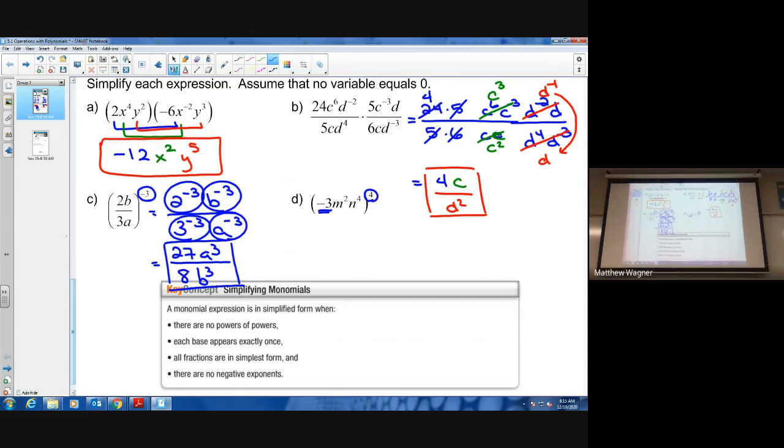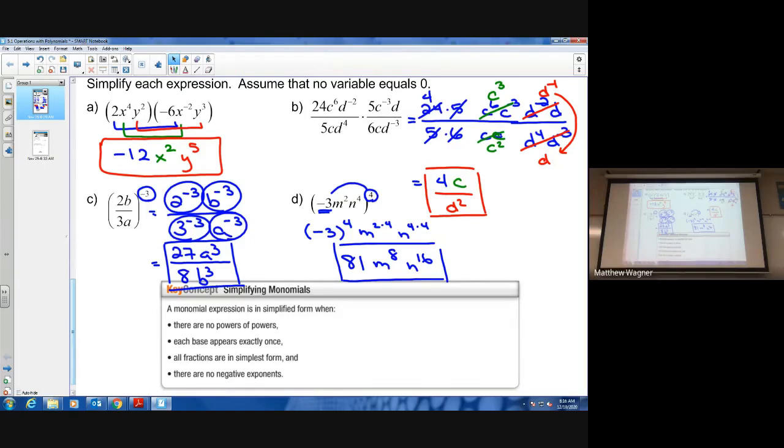When you have a power or a product to a power, all right, a lot of people tend to forget this. So we have -3 to the 4th, we have m squared to the 4th, and we have n to the 4th to the 4th. So 3 to the 4th is going to be 81. We have m to the 8th and n to the 16th. All right. So those are some problems where we're just simplifying using our properties of exponents. Again, no negatives. Fractions should be reduced in simplest form, and bases should only appear one time.